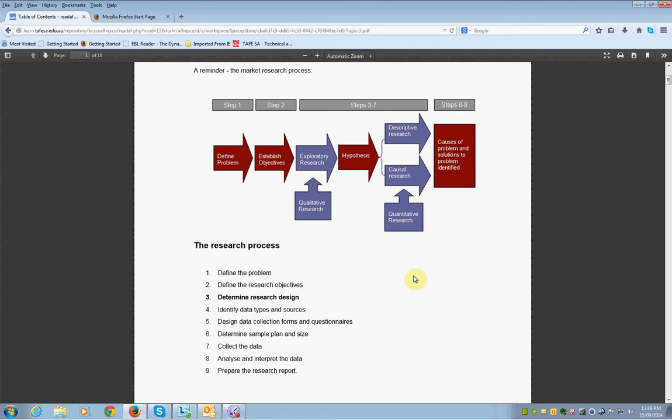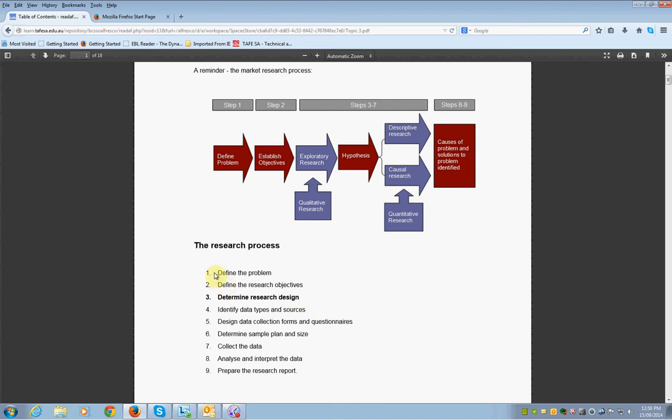So far in market research, we have talked about the whole research process, or you have read about the whole research process. And basically, what we are trying to do is to break the research process into smaller steps. Market research is a very complex topic, and when things are broken into smaller steps, and when you focus just at one step at a time, then it becomes a whole lot easier to get your head around. So we have now reached step 3, determine research design.